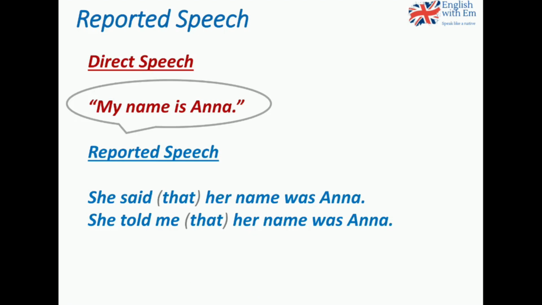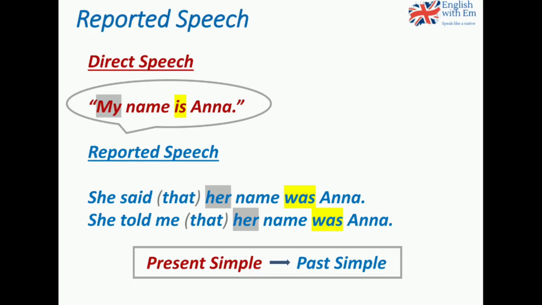So let's go back and look at the other changes. So the pronoun my, this changes to her. This is because when we report speech, it's a different person who's speaking, so we have to change the pronouns. "Is." And here we use "was." Now, so we've changed the tense as well. We've gone from present simple to past simple, or verb 1, as I call it for present simple, and verb 2 for past simple. Now, this is called backshifting.